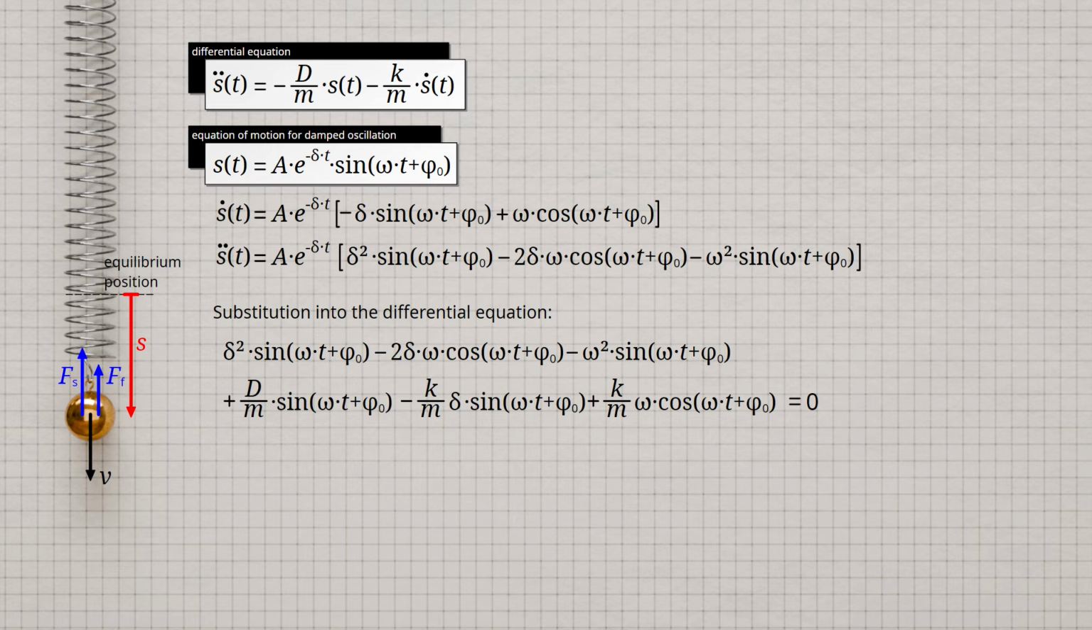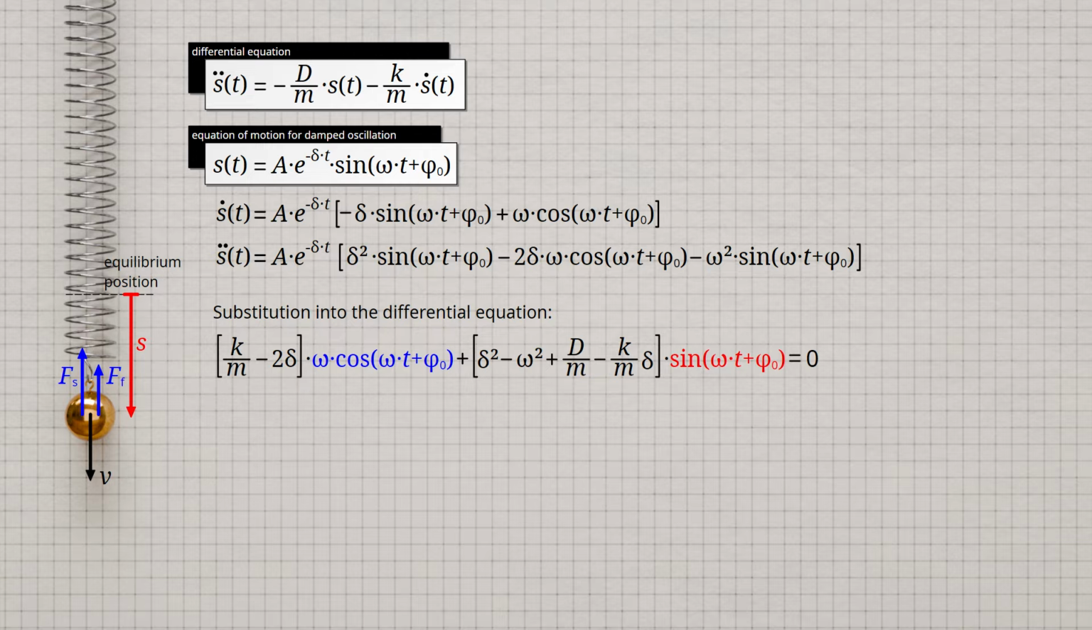We then rearrange the equation by factoring out the sine term marked in red and the cosine term marked in blue. In this way, we obtain the compact equation shown. How should this equation be interpreted? The right-hand side of the equation is clearly 0. On the left-hand side, however, we have a sine term and a cosine term, which are generally not 0. Consequently, the left-hand side can be 0 at all times only if the two bracketed expressions are themselves 0.